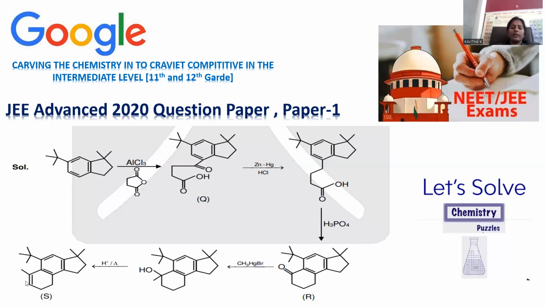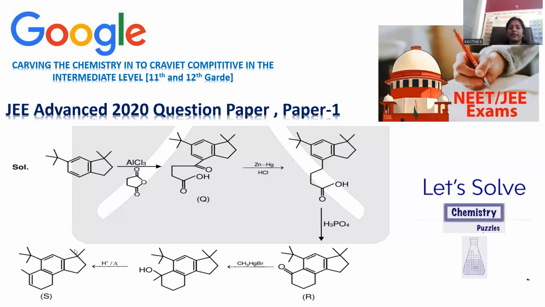Whenever water is removed, there is formation of a double bond that is in conjugation with the benzene ring. So this is the final, more stable product we got: a cyclic ring with a double bond in conjugation with the benzene. That will be the final compound S.